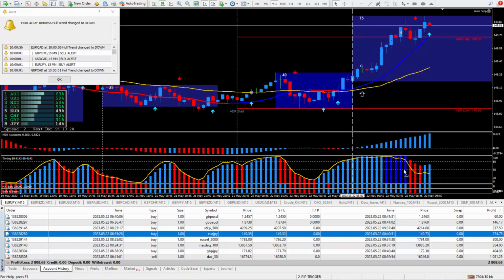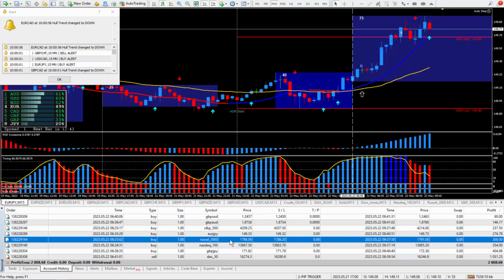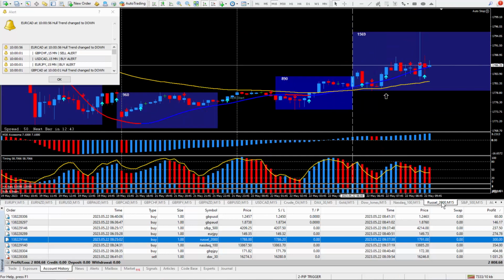And those 37 pips paid out $274. Okay, let's move on to the next trade, which is the Russell. Now the Russell pays $10 for each tick.